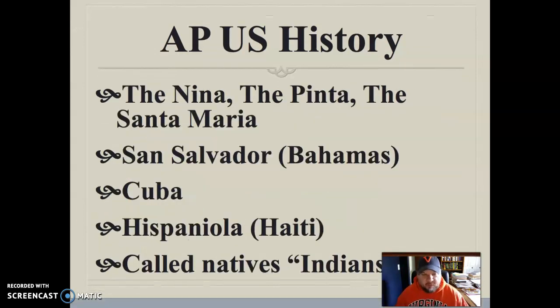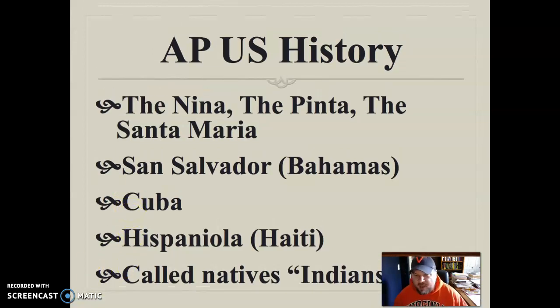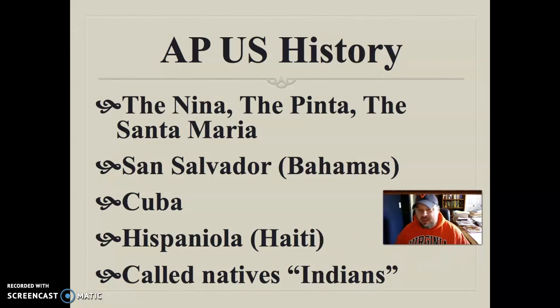Christopher Columbus in 1492 has 3 ships, the Nina, the Pinta, the Santa Maria. My guess is a lot of you have heard of these. And he sets sail. Eventually, when he finds land, he hits what he calls and names San Salvador, which is present-day the Bahamas. He is utterly convinced that he has found the Indies.